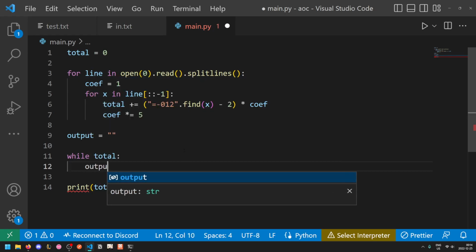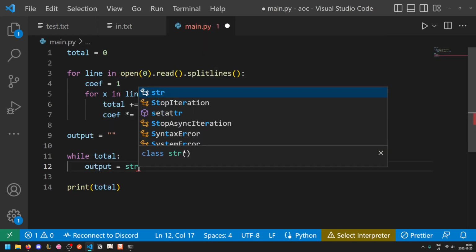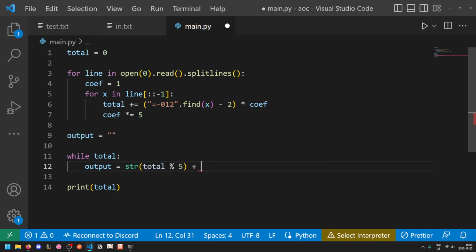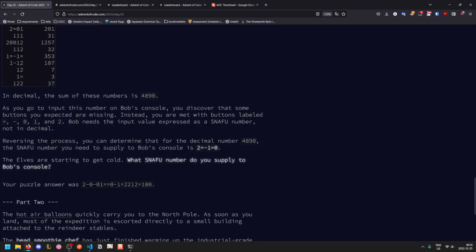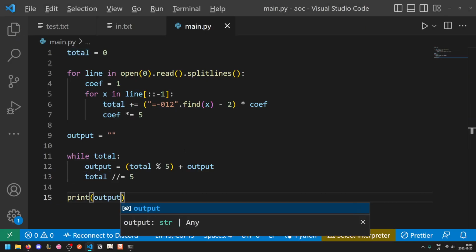And so output would equal the remainder plus, and we tack that onto the, sorry, no, that's wrong, right? It should be at the end. No, it should be at the beginning because we're building from the back. And so each time we'll add the next digit forward because we're moving from right to left. And then we could just do total floor divide by 5. We essentially shift over all of the digits. And so this is how we would convert into regular base 5.